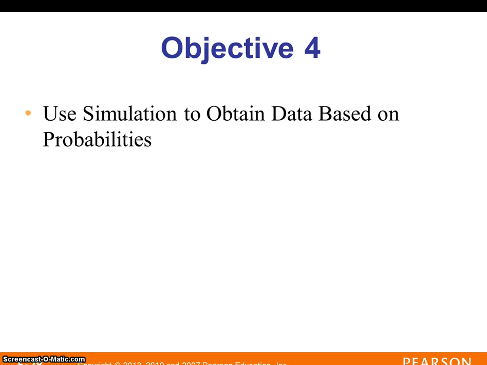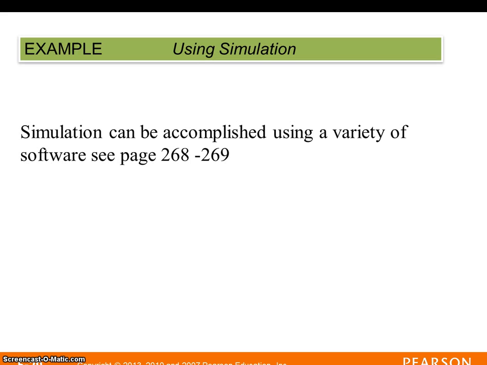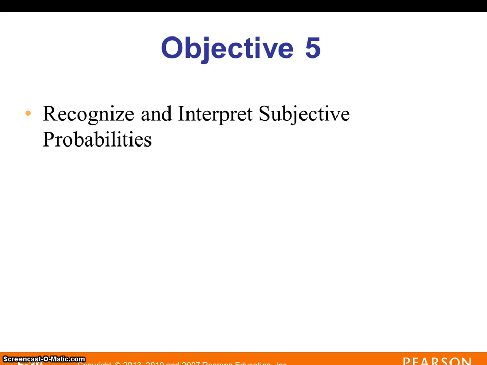Objective 4 is about using simulations to obtain data based on probabilities. We probably won't be using this too much, but simulation can be accomplished using a variety of software. You can see pages 268 to 269 in your book about that. We aren't going to deal with this too much because it requires some software, but you can use computer software to simulate an experiment instead of actually conducting the experiment.